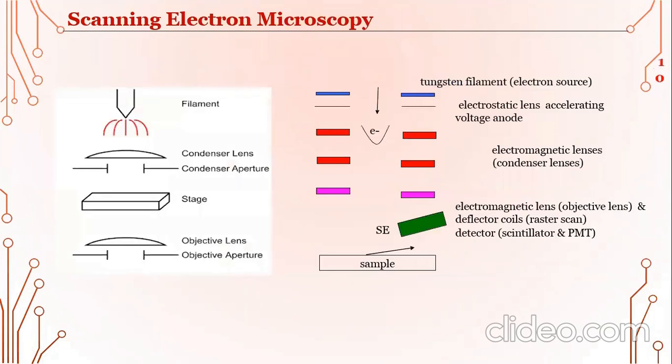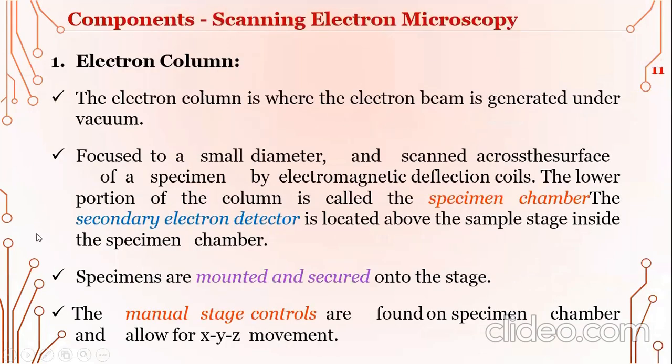Here is what the scanning electron microscope looks like. We already covered these things in the videos, like the filament, condenser lens, and condenser aperture, and the stage. This part is for TEM, and this is for SEM. So you already know how to differentiate between the two. This is not relevant to the scanning, this is for TEM.